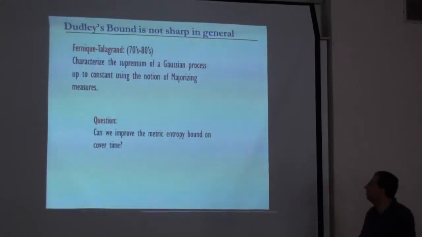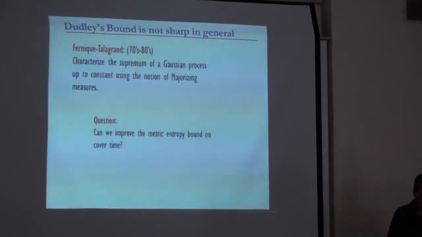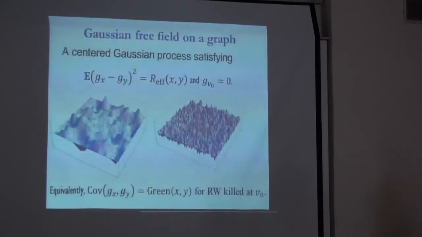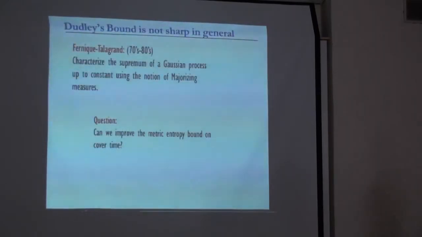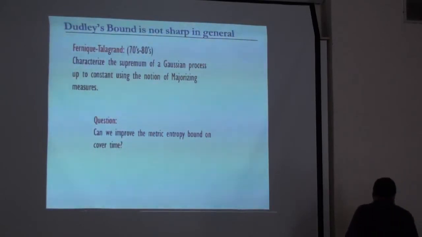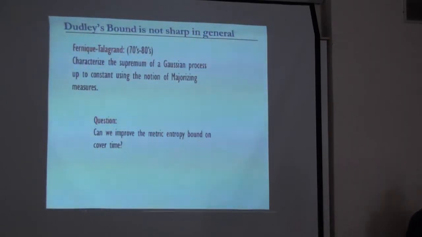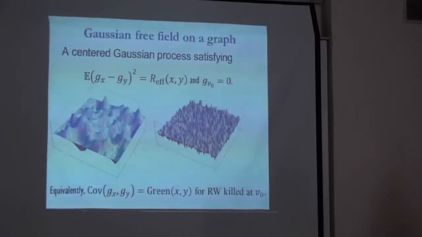Okay, so after the Dudley bound, Fernique and Talagrand characterized the maximum of a Gaussian process exactly using the notion of majorizing measures. So indeed, this connection worked out. That's what I want to tell you about next. But to make this connection precise, I have to talk about a specific kind of Gaussian process, which is, luckily for all of us, important in many branches of modern probability, namely the Gaussian free field.